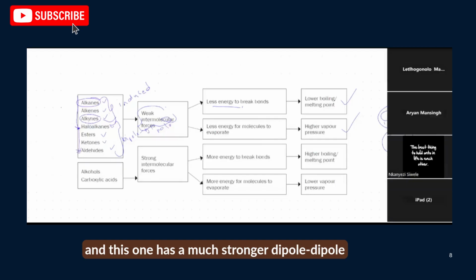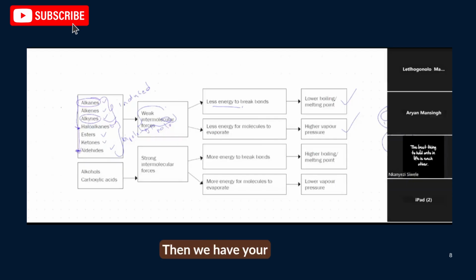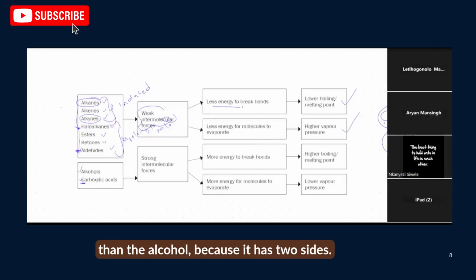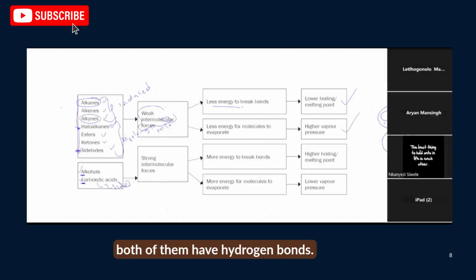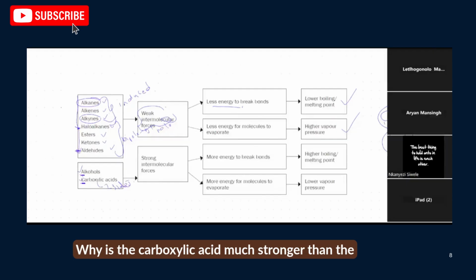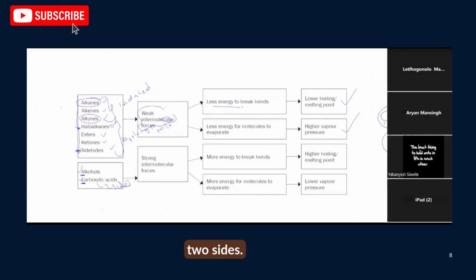much stronger dipole-dipole force. Then we have your hydrogen bonds, which will only exist for your alcohols and your carboxylic acids, but the carboxylic acid is much stronger than the alcohol because it has two sites. That is very important to note down because they will ask you why both of them have hydrogen bonds. Why is the carboxylic acid much stronger than the alcohol? It's because the carboxylic acid has two sides.